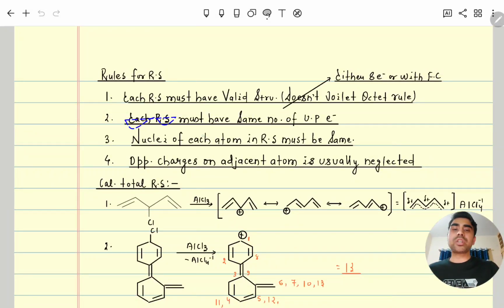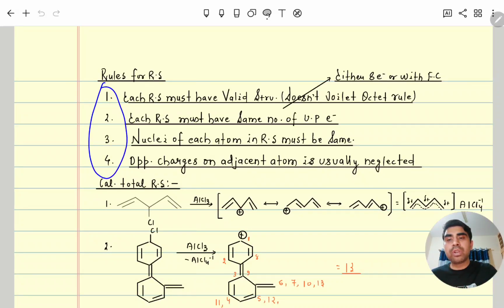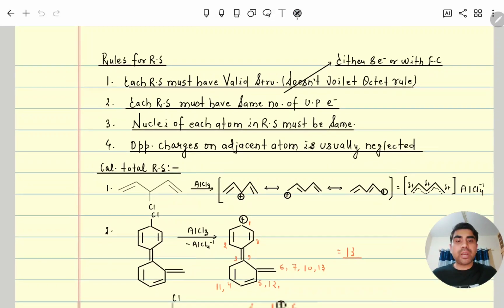Next, each resonating structure must have the same number of unpaired electrons. When you draw one resonating structure and another resonating structure, both must have the same total number of unpaired electrons. Then only both resonating structures are valid. Next, nuclei, meaning atoms, will not move. So the nuclei of atoms must be fixed. And if an opposite charge is on an adjacent atom, then usually we will neglect it and form a bond between negative and positive. So these are the 4 rules, and along with that, revise the examples which I discussed with you in your copy.